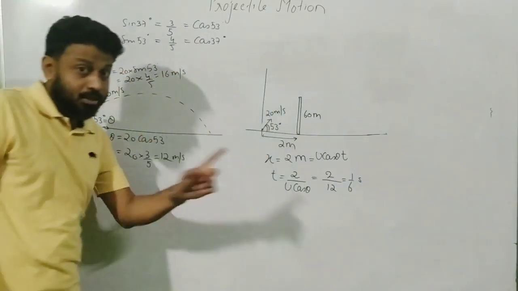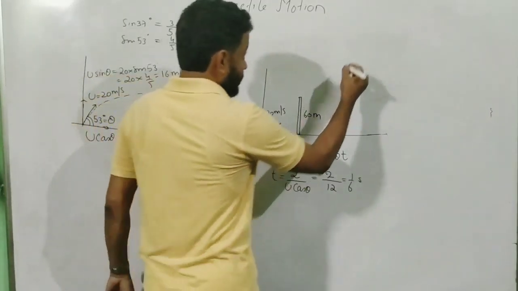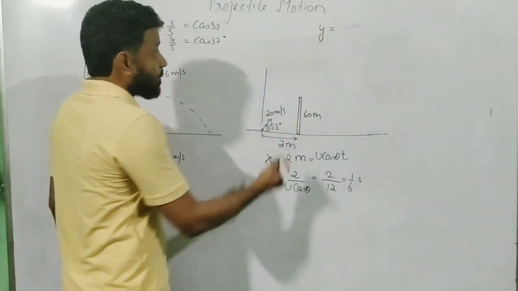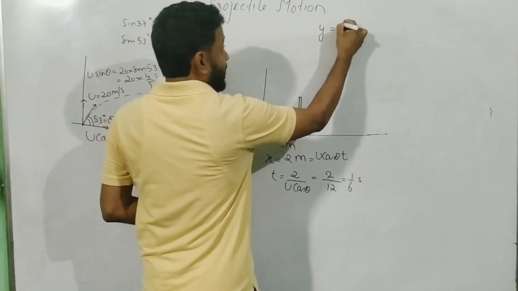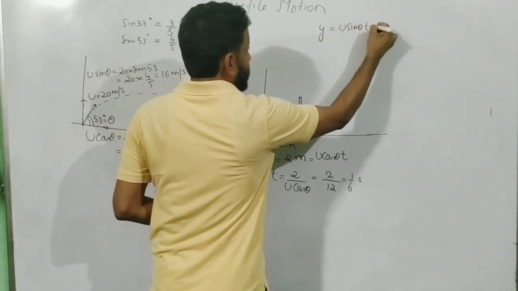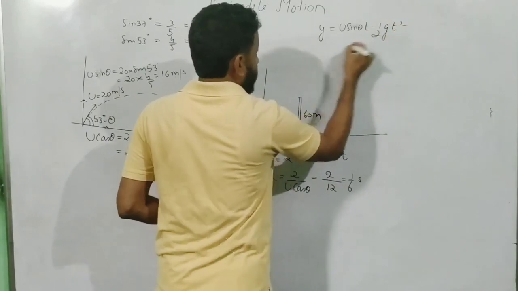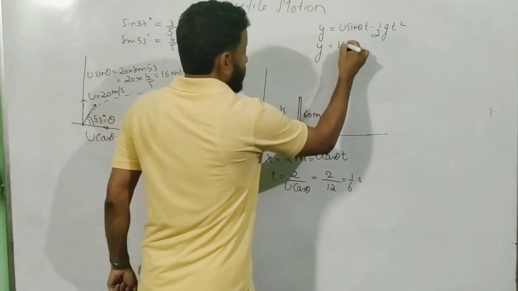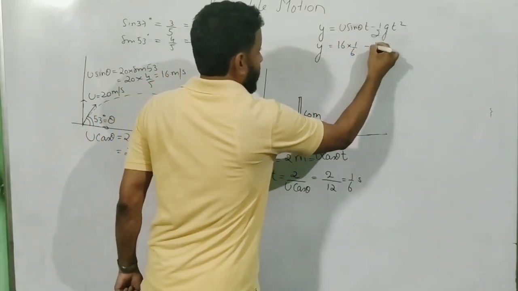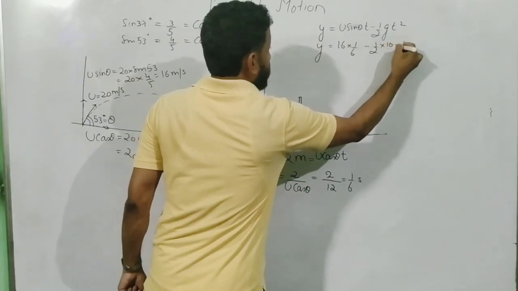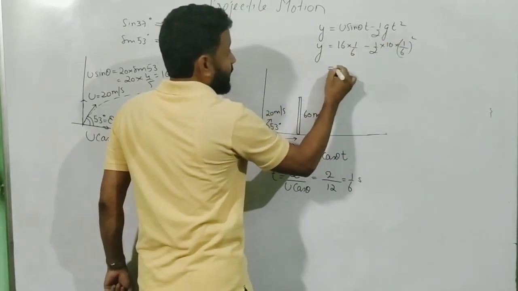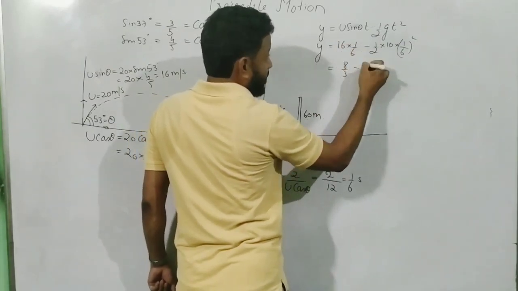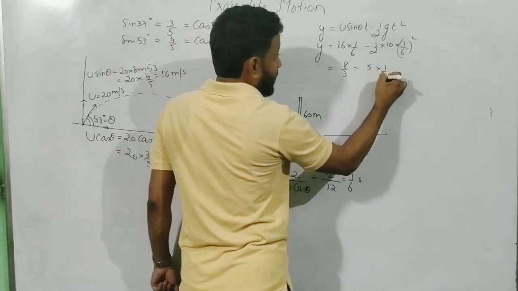Now let's find mathematically the value of y. Mathematically, the formula is u sin theta into t minus half g times t square. So y will be equal to, what is the value of u sin theta? u sin theta is 16. So 16 into 1 by 6 minus half into 10 into 1 by 6 the whole square. And that is equal to 8 by 3 minus 5 into 1 by 36.